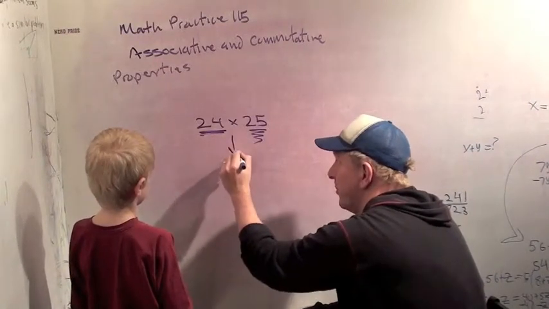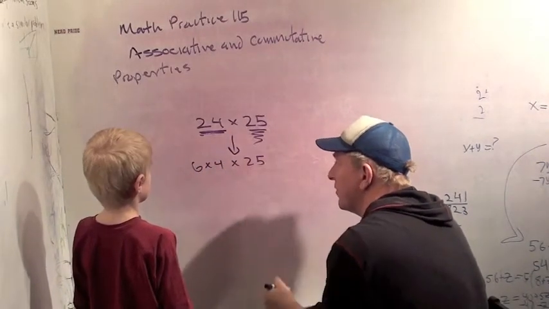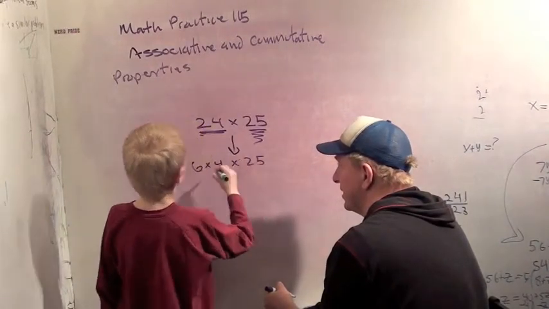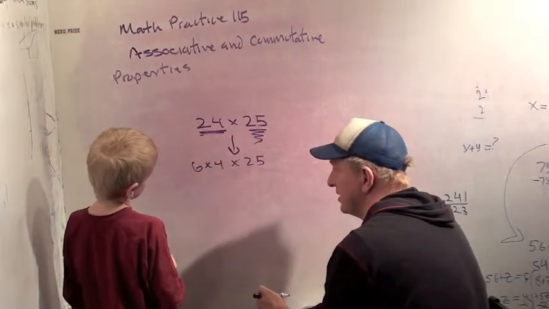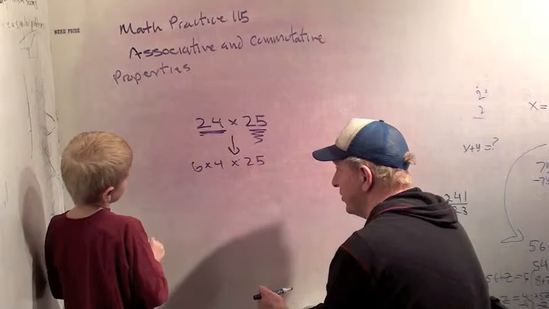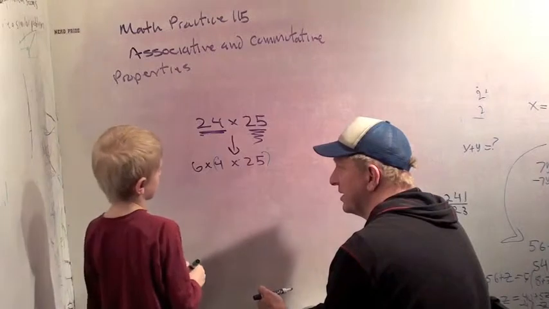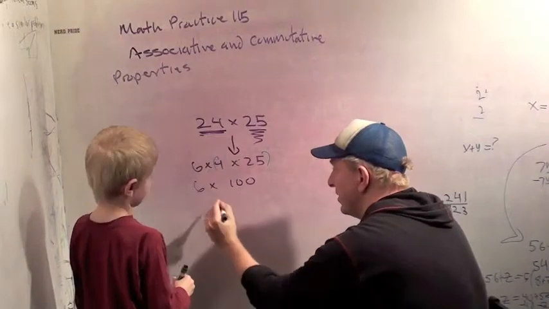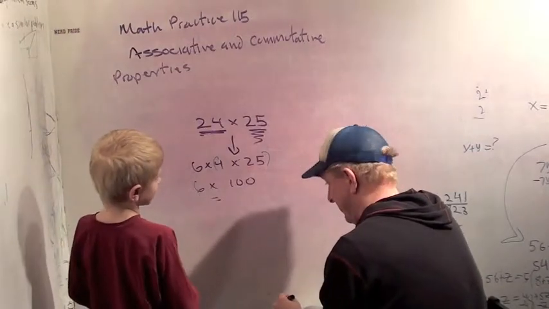Aha, so on this one we're going to go backwards. 24 we're going to write as 6 times 4 times 25. Now where do you want to put the parentheses? What do we know how to multiply by 25? We know 25 times 4. Okay, so group that. Put the parentheses around the 4 times 25. What is 4 times 25? 100. Okay, so this is equal to 6 times 100, which is 600. Yes! Okay, very good. Write it.